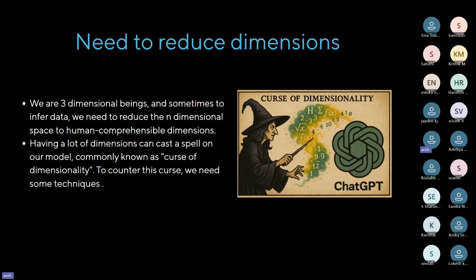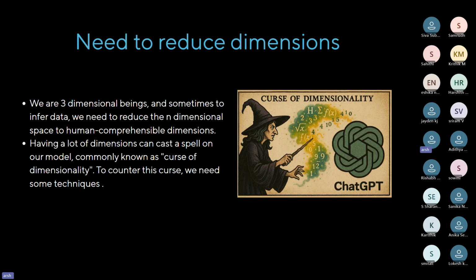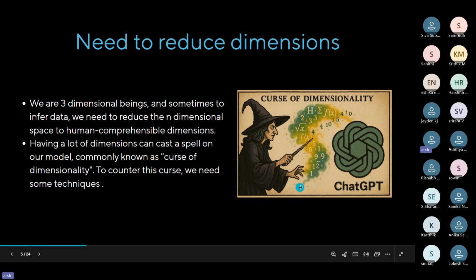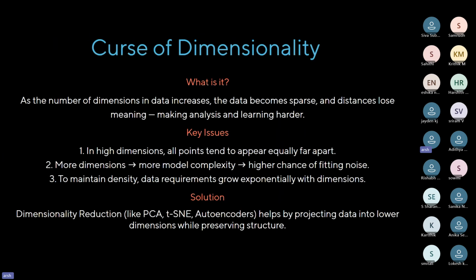So there are some reasons that we need to reduce dimensions for. The first reason is kind of simple and intuitive: we humans are three-dimensional beings, and sometimes when we need to infer data, we need to reduce the n-dimensional vector space that we're working with to some human comprehensible 2 or 3 dimensions. And on top of that, there is a mathematical phenomenon called the curse of dimensionality, which I'll explain. As you can see, this is casting a bad spell on ChatGPT. But yeah, okay. So what's the curse of dimensionality?